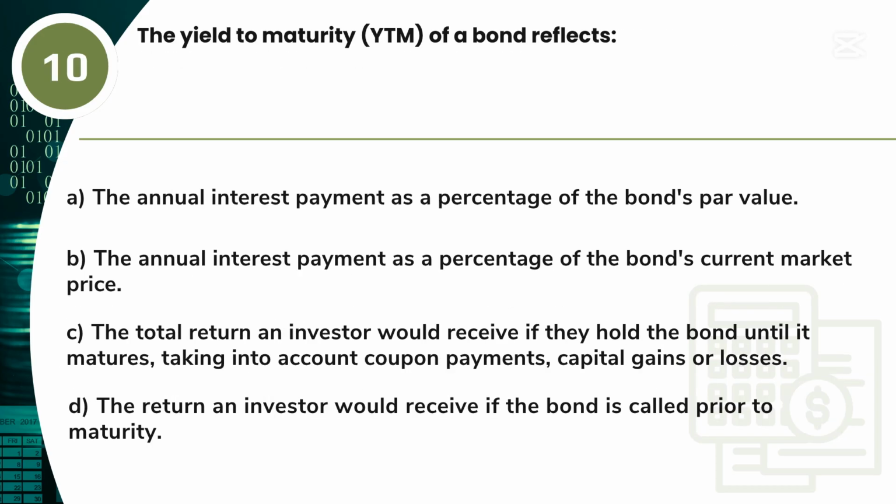Question 10. The yield to maturity, YTM, of a bond reflects A. The annual interest payment as a percentage of the bond's par value. B. The annual interest payment as a percentage of the bond's current market price. C. The total return an investor would receive if they hold the bond until it matures, taking into account coupon payments, capital gains or losses. D. The return an investor would receive if the bond is called prior to maturity.